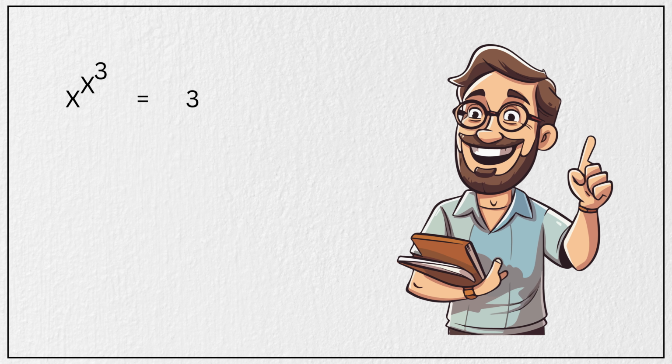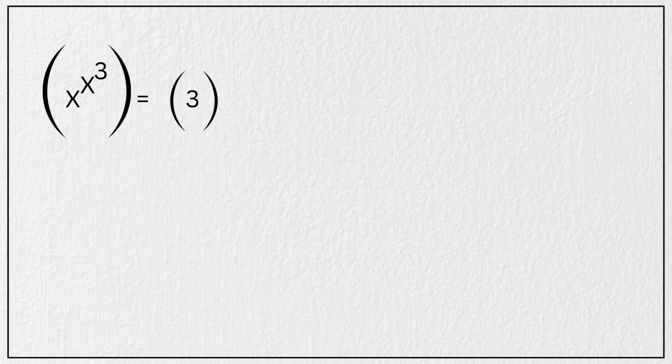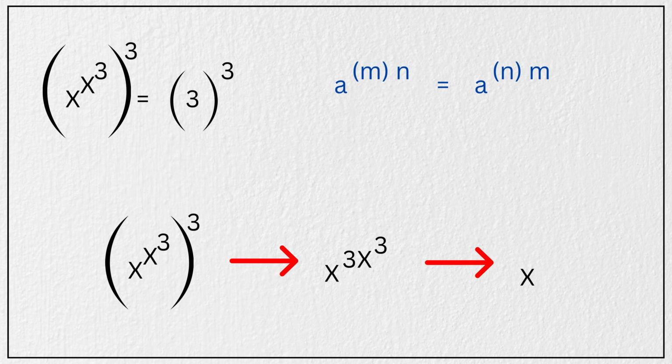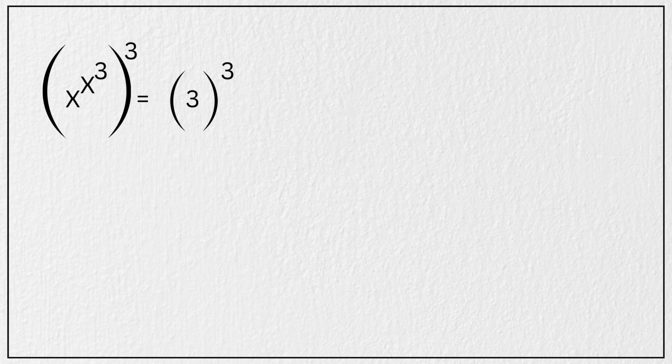Now let me show you a clever trick using exponent rules. Here comes the trick. Raise both sides of the equation to the power of 3. So on the left side, we have x raised to the power of x cubed, and then cubed again. Now by the rule of exponents, a to the power mn is equal to a to the power nm. We have x raised to the power of 3 times x cubed. And by reversing the same rule, we can also write this as x cubed raised to the power of x cubed. So our equation becomes x cubed raised to the power of x cubed equals 3 cubed.